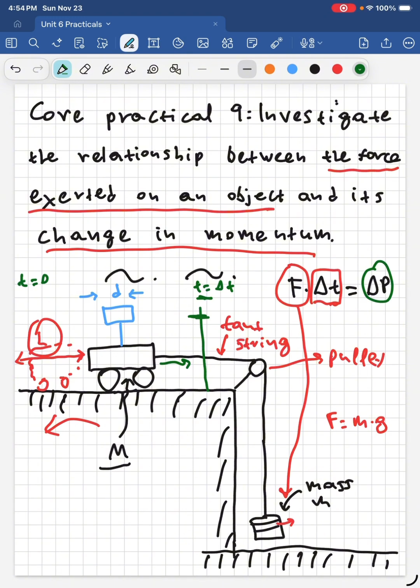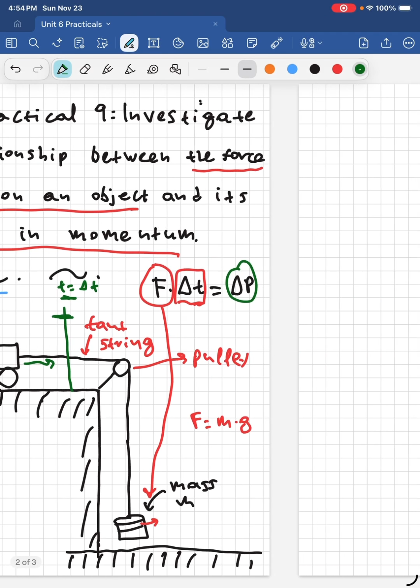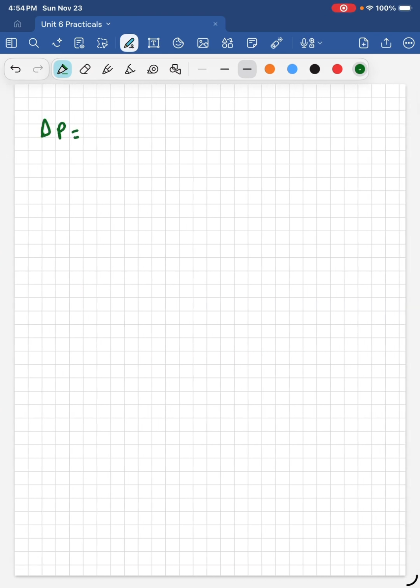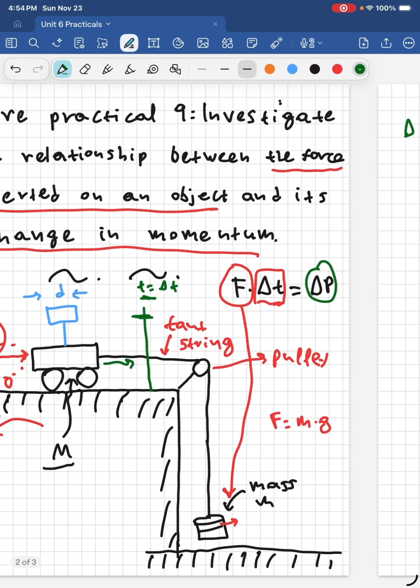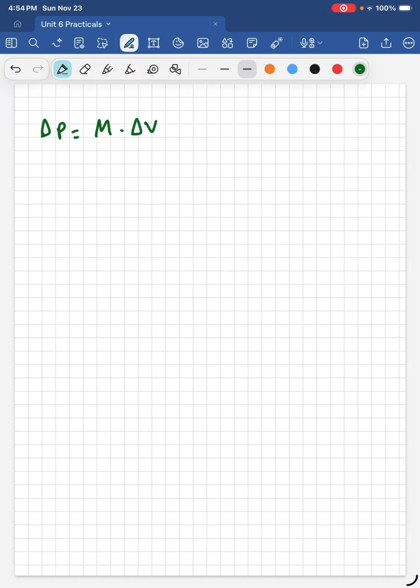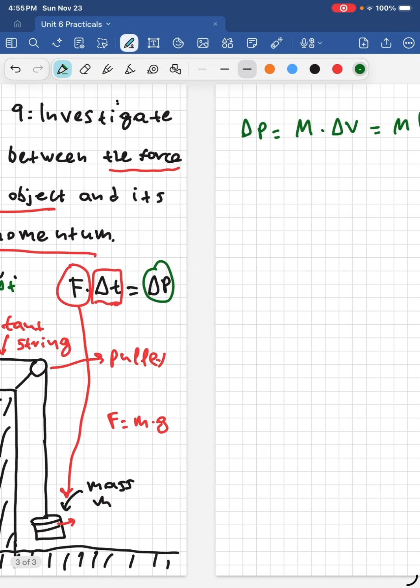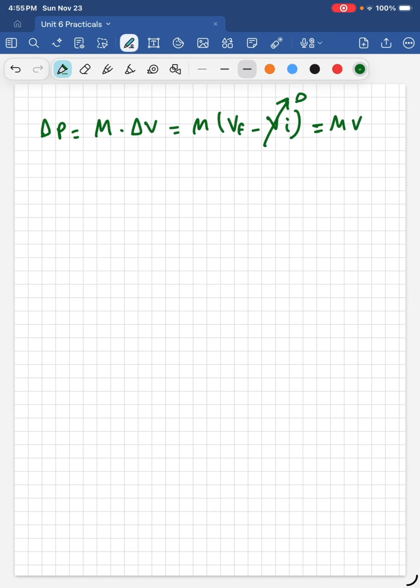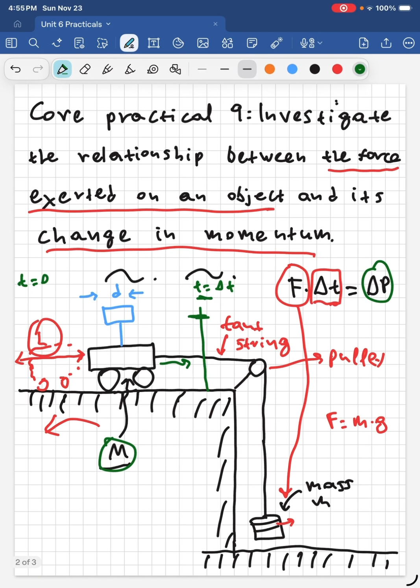But you also need to determine the velocity of the object, which is the second part, the right hand side of this equation. Delta p is nothing but capital M, the mass of the trolley, times delta v. And what is delta v? Delta v is the final velocity minus the initial velocity. But the initial velocity is 0 because we will start the trolley from rest, so we only need v final. How can you determine v final?